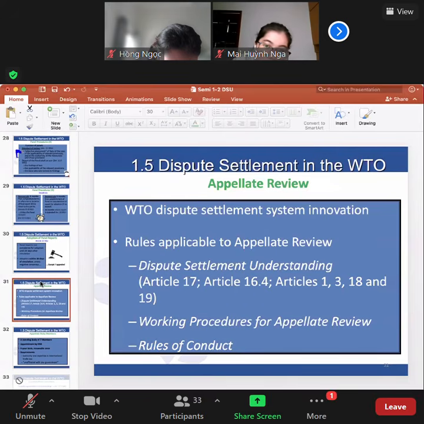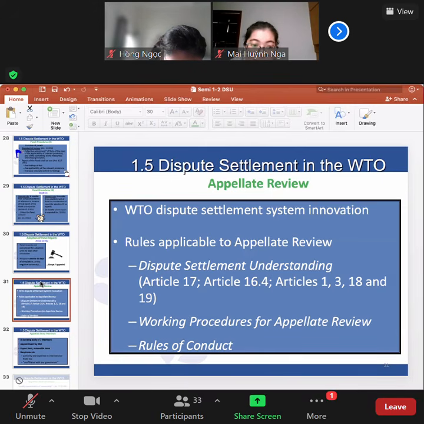In case there's a request for appellate review, this step should not take more than 60 days. Normally, at most, they should take about 90 days. Now the work of the appellate body is a little bit different from the panel review. There are a few things you need to keep in mind. This is a kind of innovation of the WTO, which we cannot find at this stage in the terms of GATT.